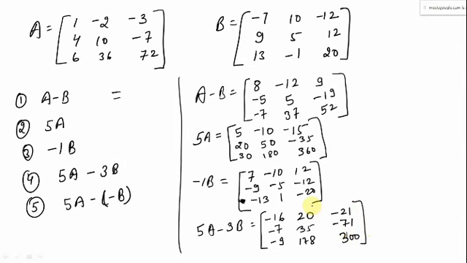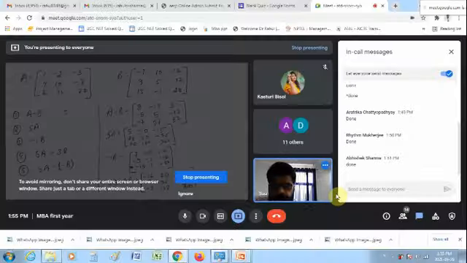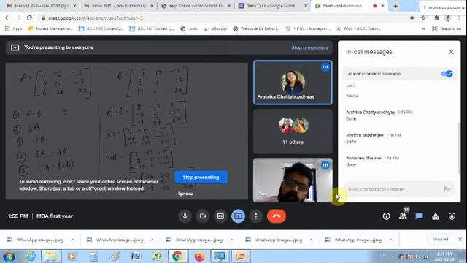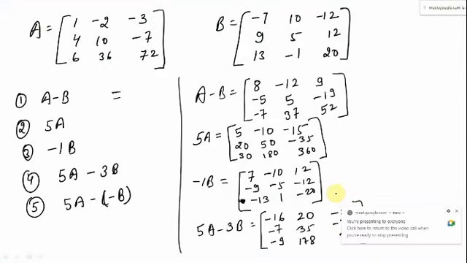I had the same doubt. Okay, where is the problem, Rishita? Sir, in the first one, it will be positive 26 instead of negative 16. Yes, minus minus makes positive. So according to you, it is 26.